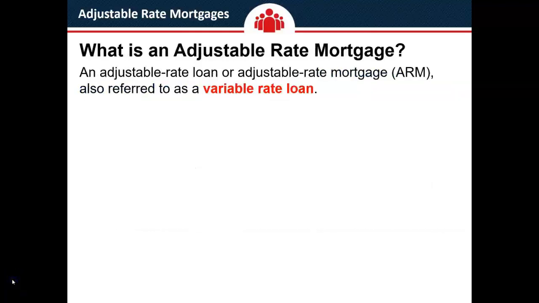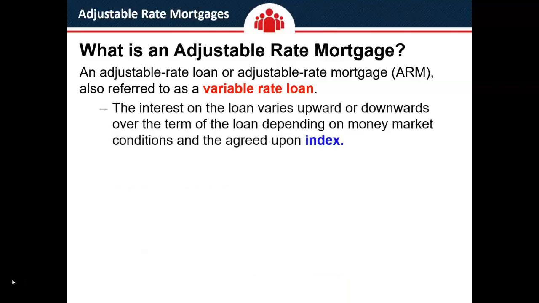So what is an adjustable rate mortgage? An adjustable rate mortgage or an adjustable rate loan is sometimes also referred to as a variable rate loan because the rate is variable. It goes up or down. The interest on the loan varies up or down over the term of the loan depending on the money market conditions and the agreed upon index.